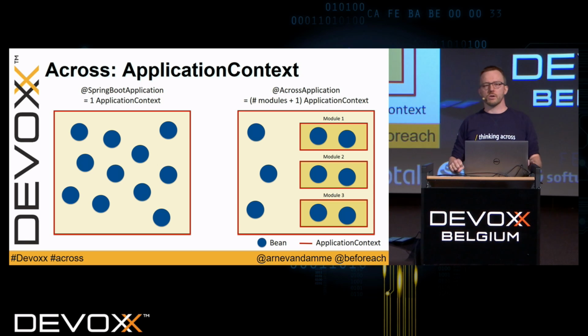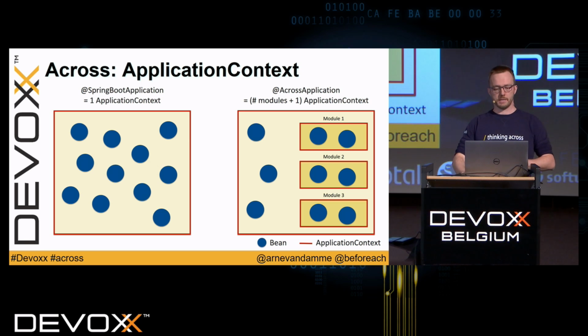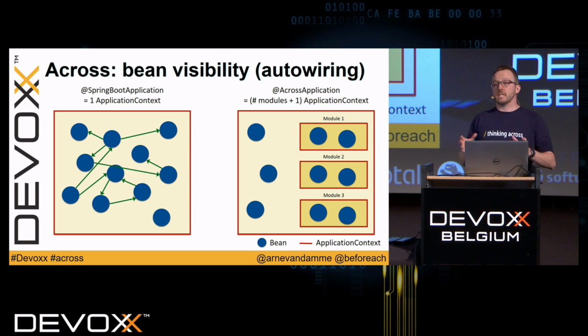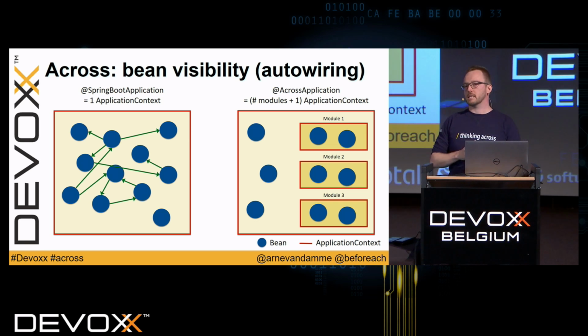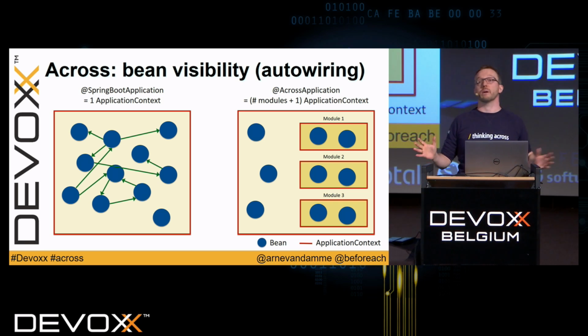Spring Boot, single application context; Across-based application, it has the number of modules plus one, at least that many application contexts. The big difference here has to do with bean visibility, or in practice, the ability to auto-wire components. Now, in a Spring Boot application, where there's one application context, all beans inside a context can see each other. They can all access each other, they can all depend on each other, and you can have, like there in the center, even a cyclic dependency. I really wouldn't advise it, but it's possible.